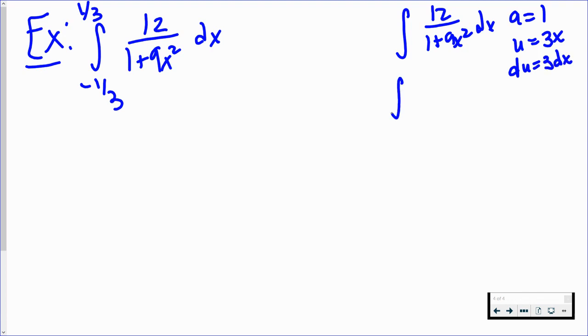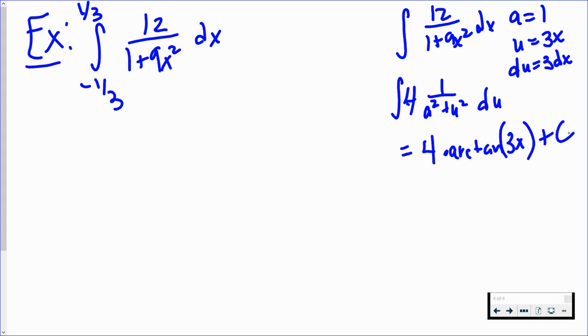Let's rewrite in terms of u. We have 12 dx, which is 4 times the du. And then we have 1 over a squared plus u squared. So 4 is just a constant that we're multiplying by. Integral of 1 over a squared plus u squared, that's our arctangent. 1 over a, so 1 over 1 is just 1. And then arctangent of u over a, 3x over 1 is just 3x, plus c. Now, let's go back to our definite problem.